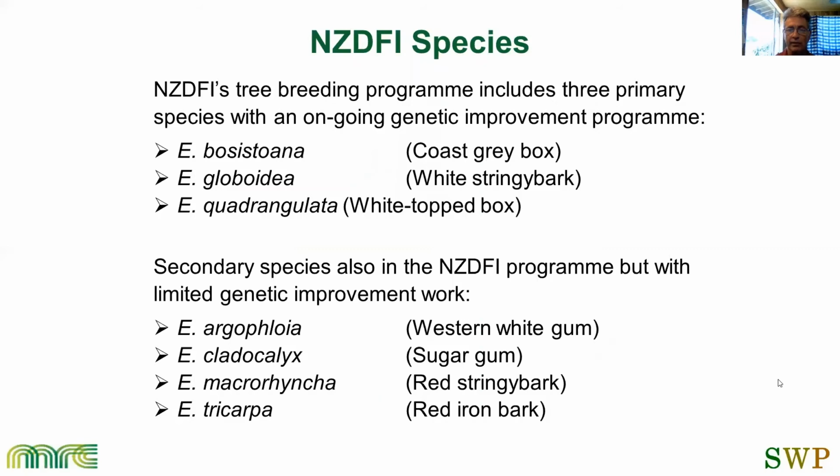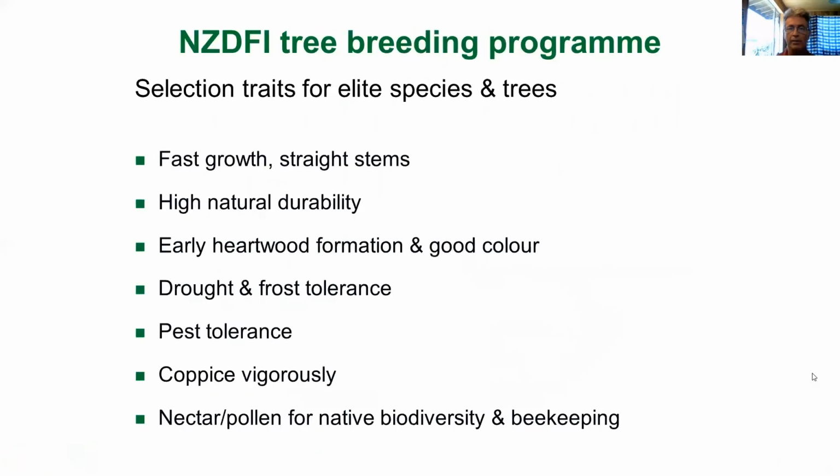The NZDFI species we've selected for breeding include Eucalyptus bosistoana, globoidea and quadrangulata as our primary species. There are 4 secondary species: argophloia, cladocalyx, macarthurii and tricarpa. Now, all of these species are run through our breeding program with a focus on fast growth and straight stems, high natural durability, early heartwood formation and colour, drought and frost tolerance, and pest tolerance. They all coppice vigorously, which is one of the selection criteria for them as species, and they've also got nectar and pollen for native biodiversity and beekeeping.